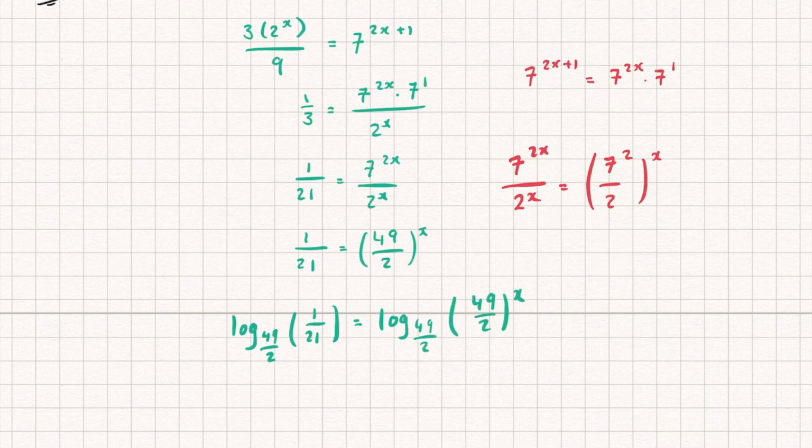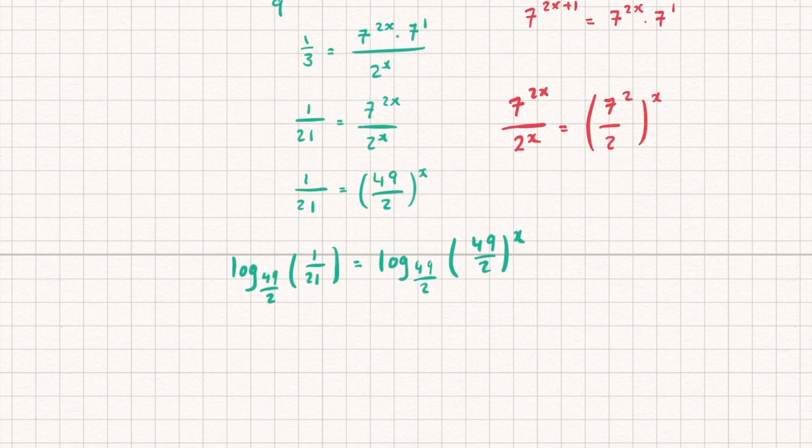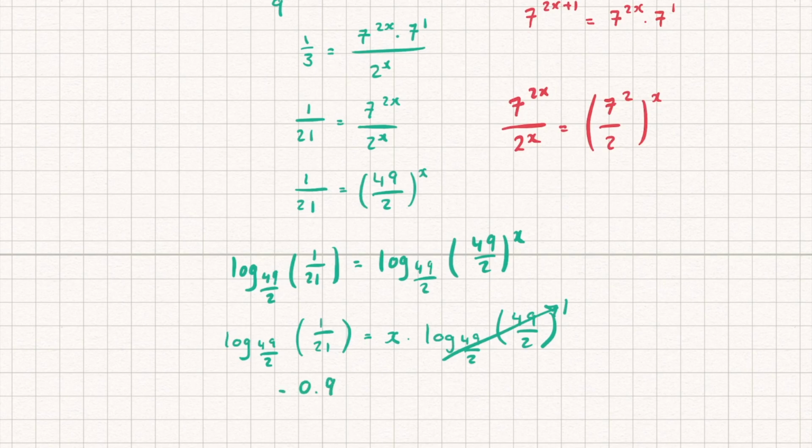Let's then use our power rule to bring the x down to the front of the logarithm, and I get log base 49 over 2 of 1 over 21 equals x multiplied by log base 49 over 2 of 49 over 2. And again, like before, this goes to 1, and I get left with an answer of x equals log base 49 over 2 of 1 over 21. And if I type that in my calculator, I get an answer for x of negative 0.952 to 3 decimal places.